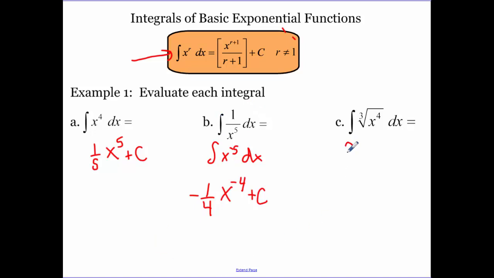All right, the next one. I'm going to write that as x to the 4/3 dx. Don't forget your dx. I have to add 1 to this exponent. So that's going to be 7/3, and then take the reciprocal of that. And don't forget your plus c.